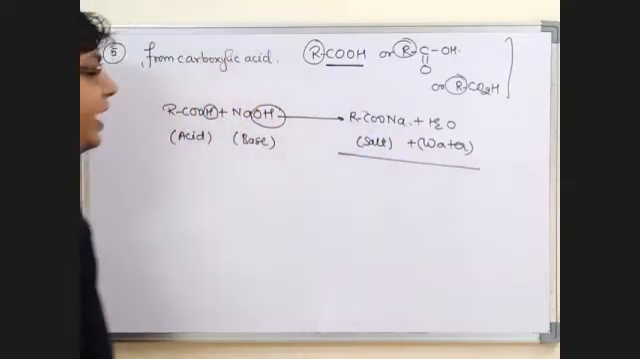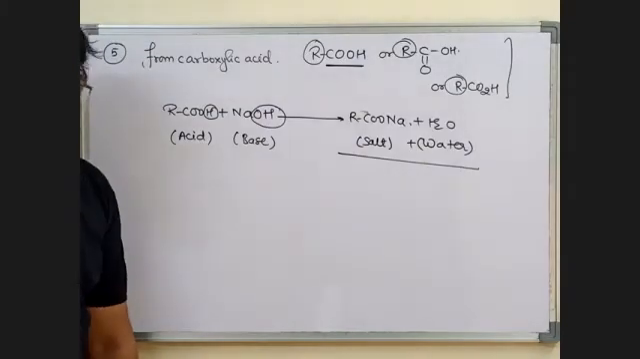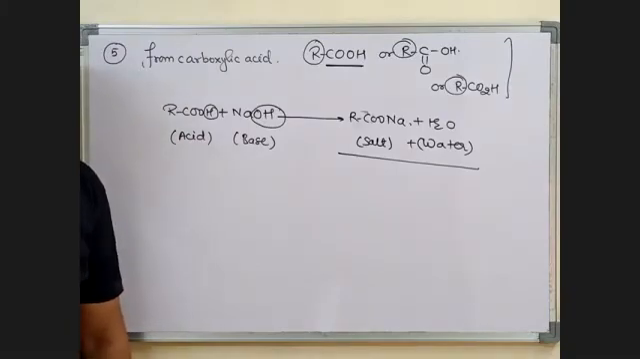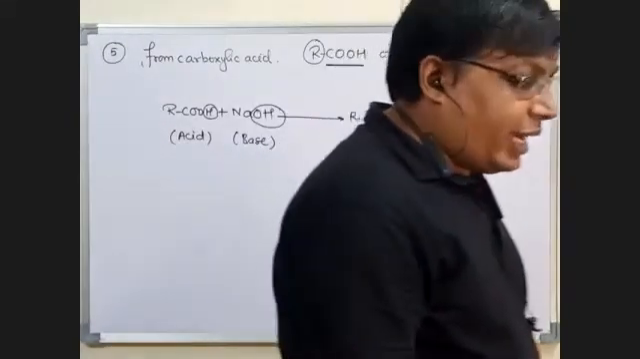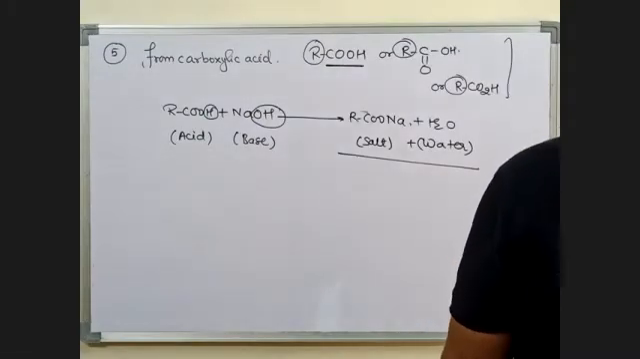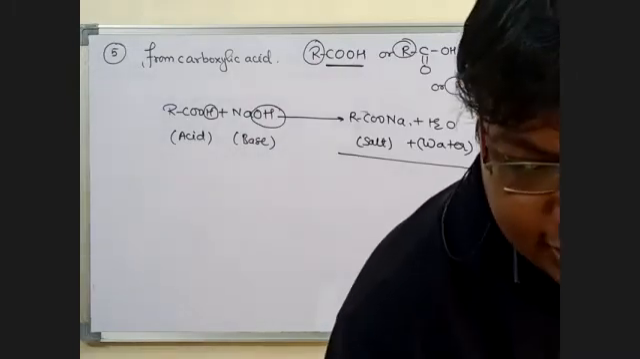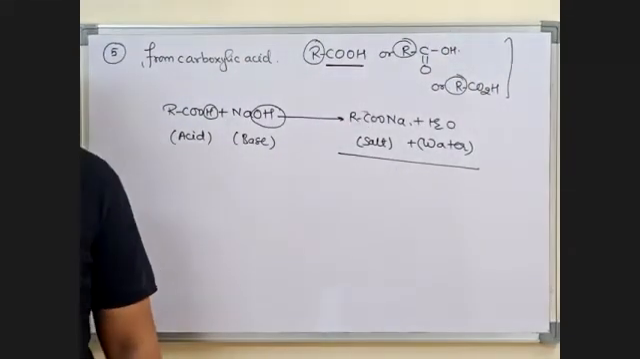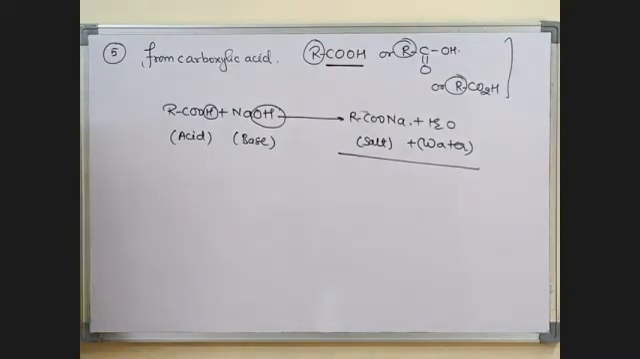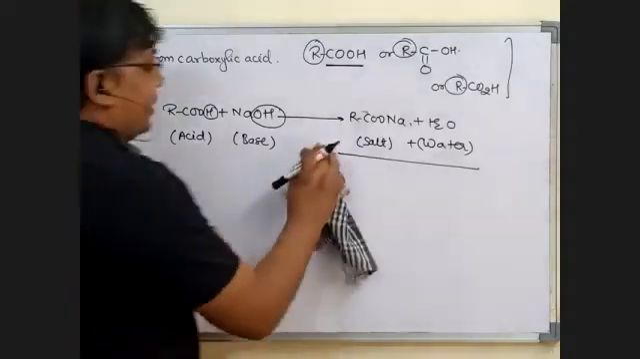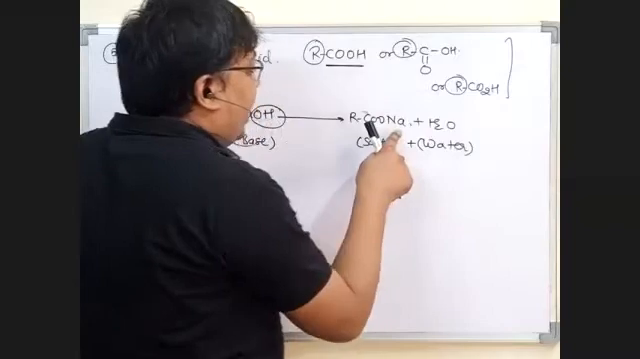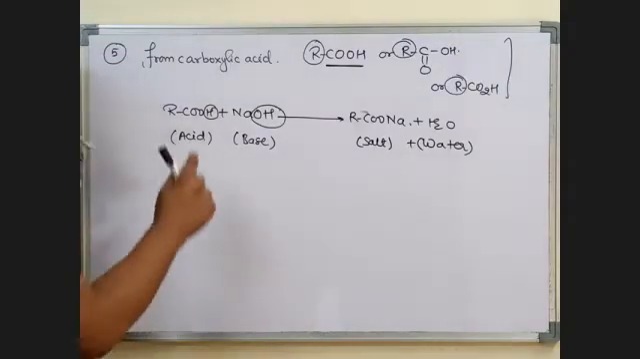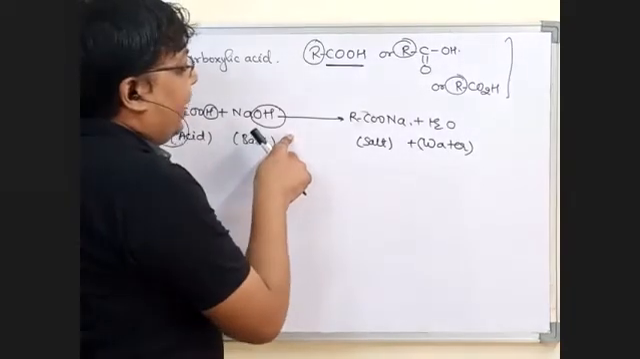So now, in this reaction, first you prepare the salt of carboxylic acid. When carboxylic acid reacts with a strong base, you always get salt plus water. In reaction number 5, alkane formation by carboxylic acid, you mention this reaction: RCOOH plus NaOH will give you RCOONa plus H2O. Now this salt of carboxylic acid, here we will do decarboxylation. So first you make carboxylic acid plus strong base, you will have a salt plus water.